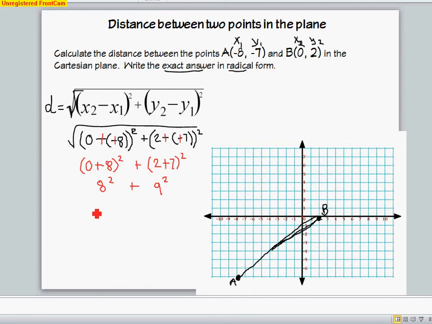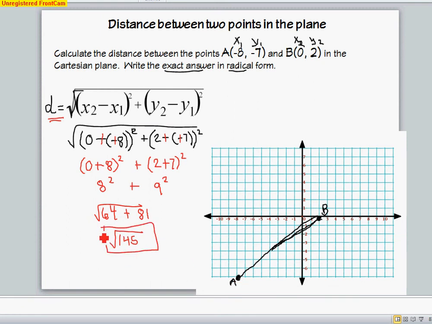All right, 8 squared, 8 times 8 is 64. Plus 9 squared is 9 times 9 is 81. And these two added together is 145. Again, all of this, every step was under this radical sign. Every step. So my answer, the distance between A and B, is the square root of 145.